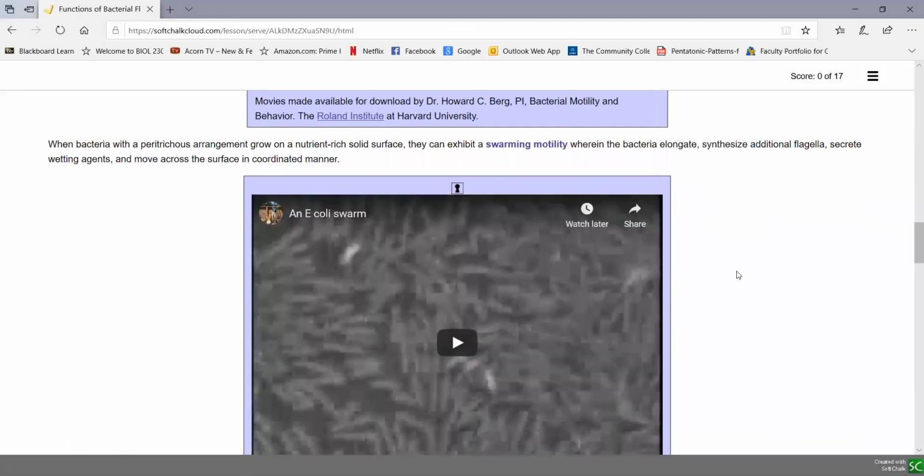Now, there's another motion we sometimes see when bacteria are growing on a nutrient-rich solid medium, when they have paratrichous arrangements of flagella. And this is called swarming motility. What happens in swarming motility is the bacteria elongate, they get longer than normal, they synthesize many additional flagella, they secrete a wetting agent, and that allows them to actually move across a surface in a coordinated manner. So rather than going through a liquid, they're moving over a surface using this swarming motility.